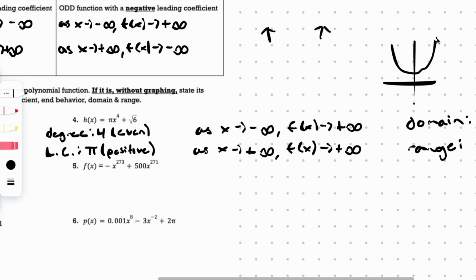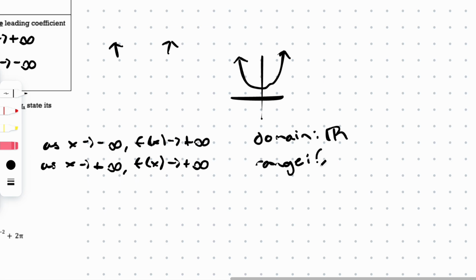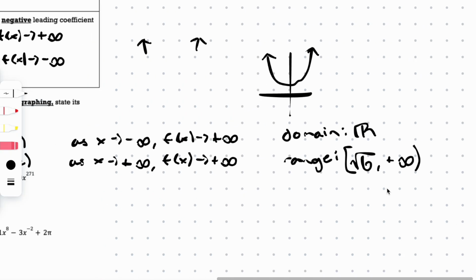I don't know. Sorry, I'm not the best at graphing. Something like that, where our range, so our y value, is going to go from root 6. If I do this in interval notation, we have to have a bracket because it includes root 6. And it goes to positive infinity, right? Because both of these are going to positive infinity. I put a parenthesis because we can never reach positive infinity. So parenthesis means it's not including that.